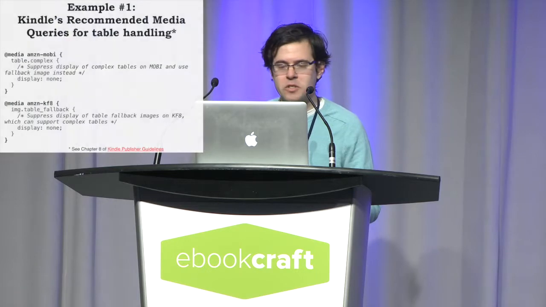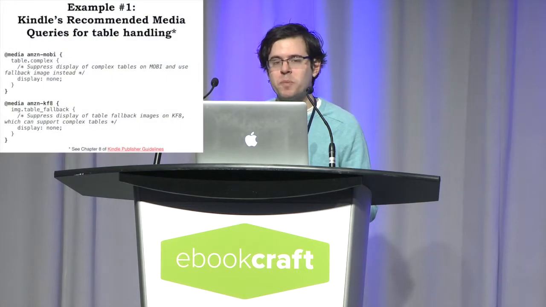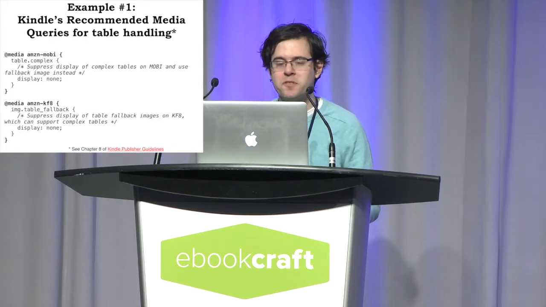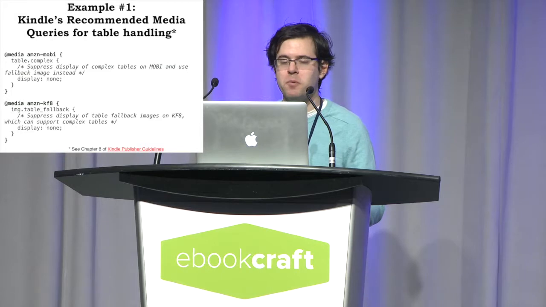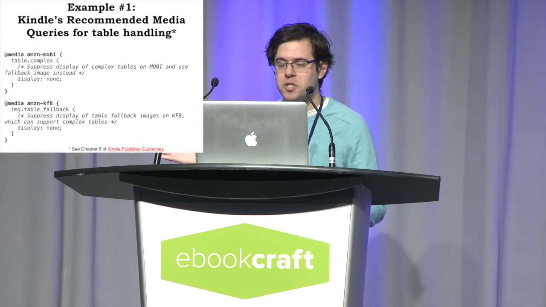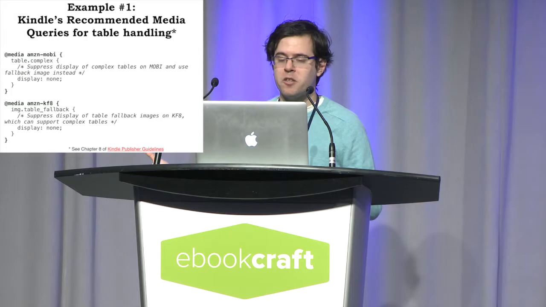So one thing, and this is taken straight from Kindle's publisher guidelines, and they're a good resource basically because they're the only official resource, because Mobi is a proprietary platform. So you have to take Amazon's word for how things work or try it yourself. This is an example where Kindle recommends that for table handling, which makes me really sad, but they do. They recommend that on the old school devices, if you have complex tables, give up and do an image instead. But for KF8, you can display the more complex tables.